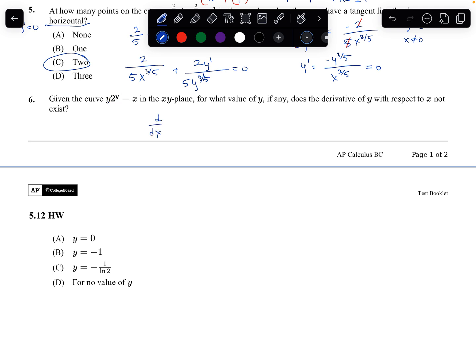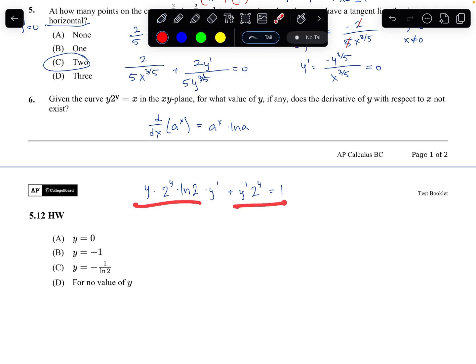So d/dx of a to the x is going to be equal to a to the x times the natural log of a. Also keep in mind that this is with a y though, not an x. So when I take the derivative, that's going to be the first, which is y, times the derivative of 2 to the y, which is going to be 2 to the y times the natural log of 2 times y prime. So that's the first times the derivative of the second plus the derivative of the first, which is y prime, times the second, 2 to the y, and that's all going to be equal to 1.